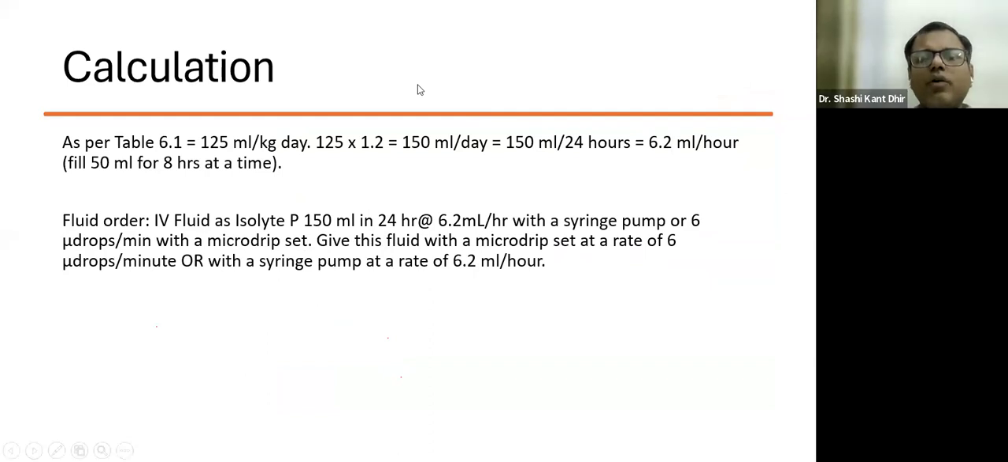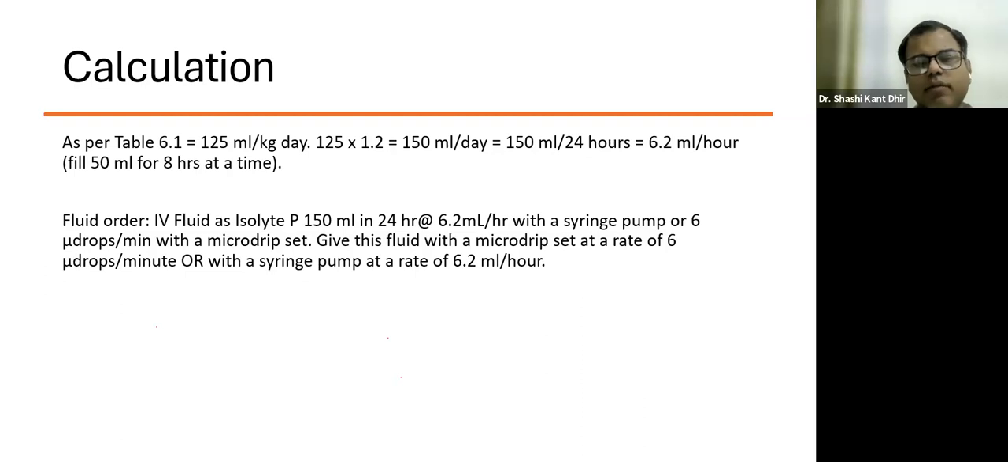Whenever we want to fill the syringe pump, we fill 50 ml, right? Since we have to give it for 8 hours, it is fine. So how do we order? Day 4 of life, so we write ISO-P 150 ml in 24 hours, or 6.2 ml per hour if we are giving with a syringe pump.